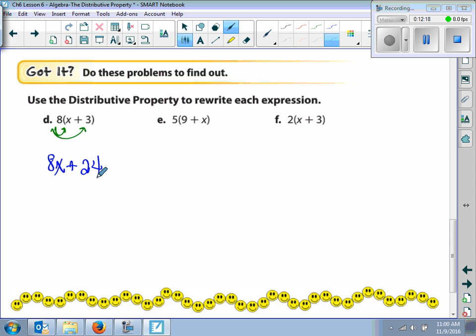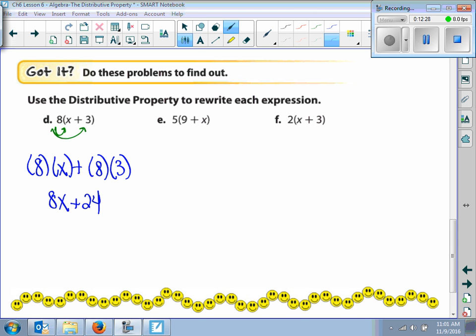Do you want me to put the step in the middle where it says 8 times x and then 8 times 3? If you need to show this extra step in the middle there, go ahead and do it. Okay? If you can just follow your arrows and go straight to the 8x plus 24, that's fine. Okay? All right. Oh, here the x is in the back. Does that make a difference? No. You're still going to just take that number on the outside and multiply it times everything on the inside. Okay? So the 5 gets multiplied.